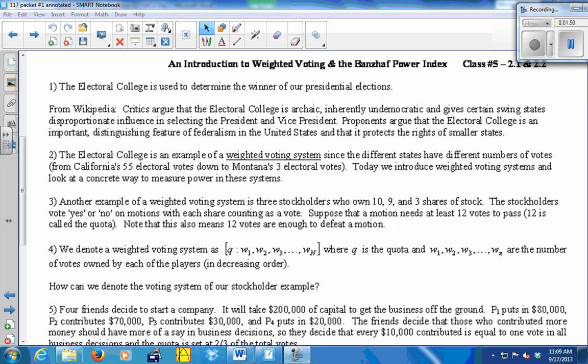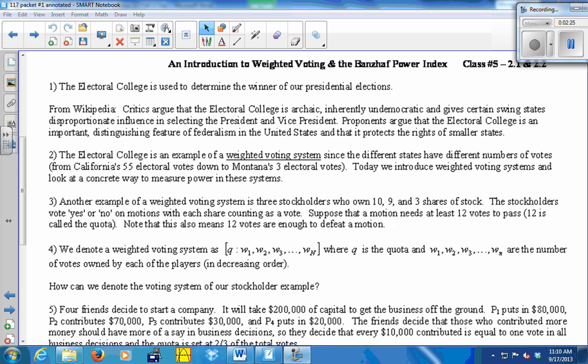For example, 3 stockholders who own 10, 9, and 3 shares of stock. The stockholders vote yes or no on motions, each share counting as a vote, right? So the more stock you own in a company, the more of a say you have over the decisions that company makes. So let's suppose that a motion needs 12 votes to pass. So 12 is called the quota, if you need 12 votes to pass a motion. So that means that 12 votes are also enough to defeat a motion.